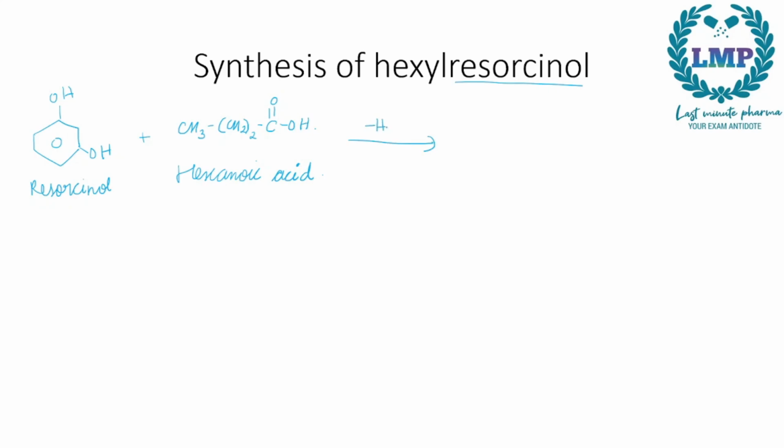If we remove water from here, we will have OH removed from here, and then H removed from here. So we will have, to the resorcinol chain, we will attach a 6-membered chain. So we will attach CO, CH2 2 times, and then CH3. So this will be called hexanoyl resorcinol.